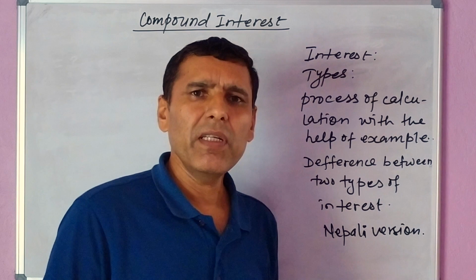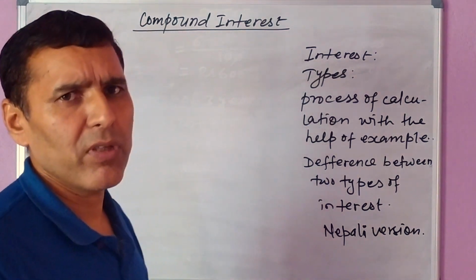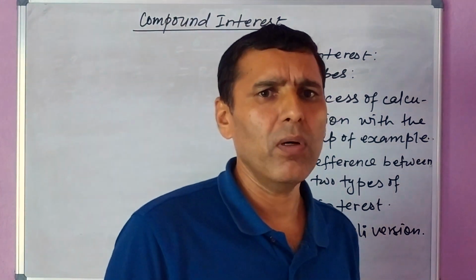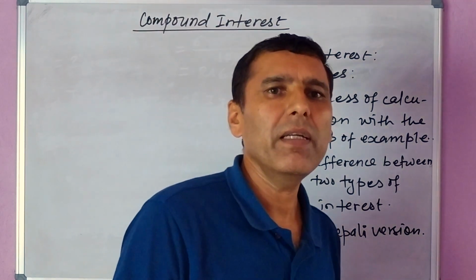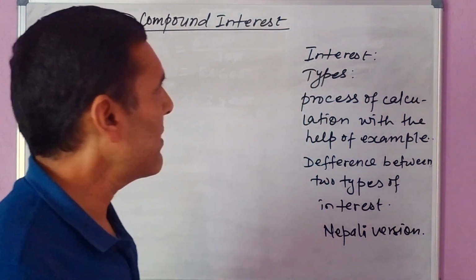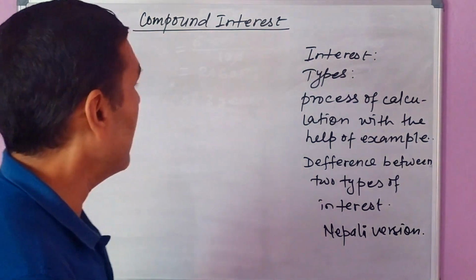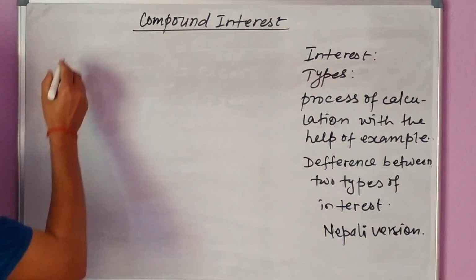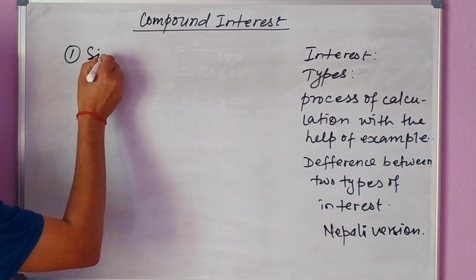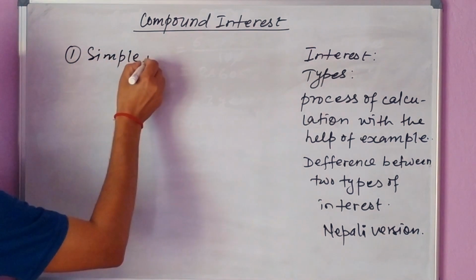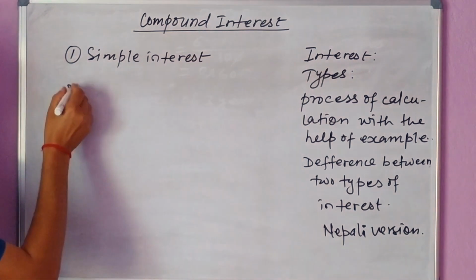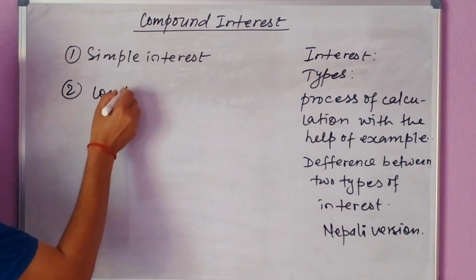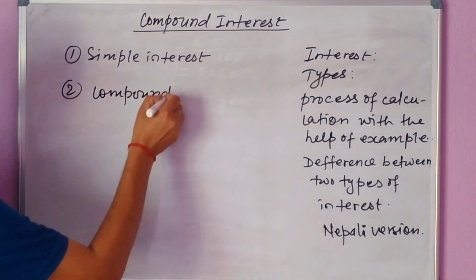So while talking about interest, there are two types of interest. There are two processes of calculating the interest. One process is known as simple interest, and another one is the compound interest.